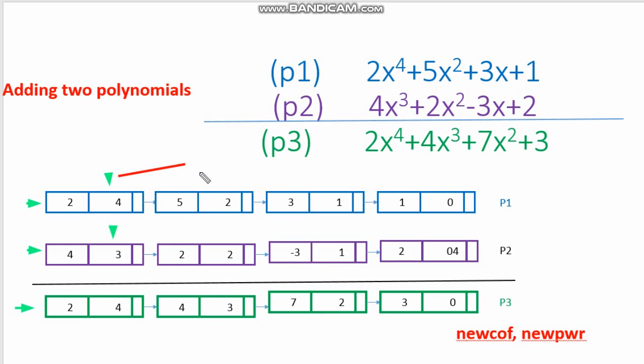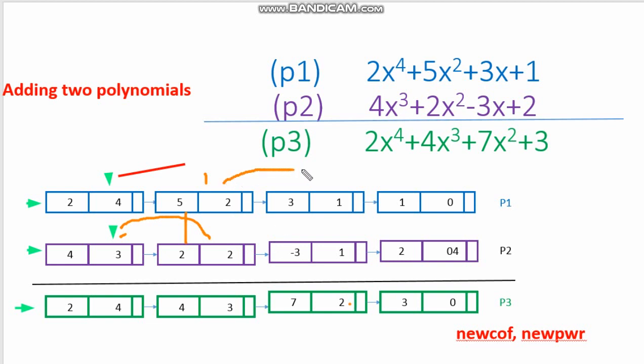Now the P1 pointer comes here, and again we compare this and here, because this has not advanced. So 2 and 3, 3 is smaller, so this is copied, 4 and 3, and now this will advance, come here. Now the powers are equal, P1's power and P2's power are equal. So the coefficients get added, 5 plus 2, 7, and the power is not added, the power is kept as it is, either of the powers, so 2 is taken.